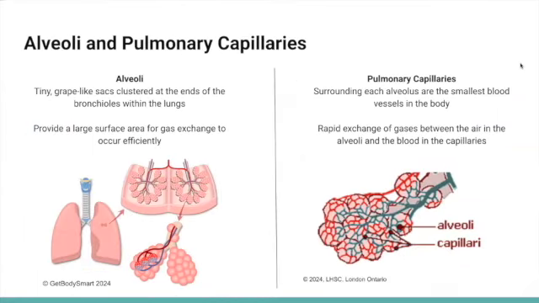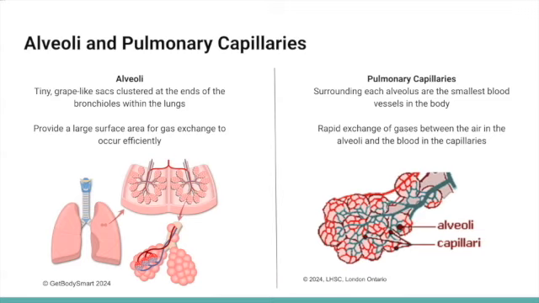Now, I particularly want to zoom in on one of the most critical sites within the respiratory system, the alveoli and the pulmonary capillaries. These microscopic structures are where gas exchange takes place. First, we're going to look at the alveoli. The alveoli are like a tiny grape-like cluster of sacs at the end of the bronchioles within the lungs. These air-filled sacs are lined with a single layer of epithelial cells and are surrounded by an extensive network of pulmonary capillaries. The alveoli provide a large surface area for gas exchange to occur efficiently.